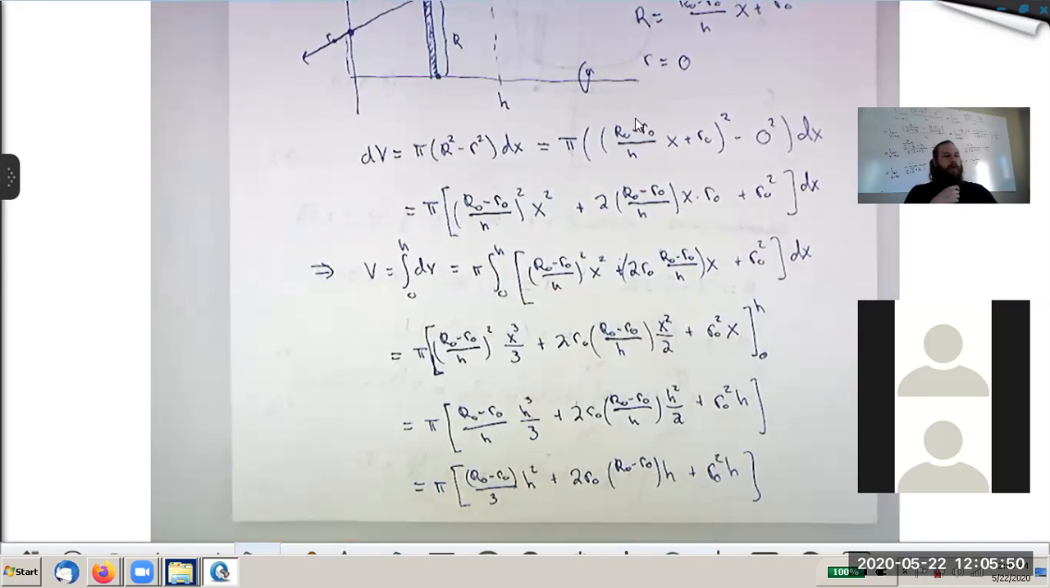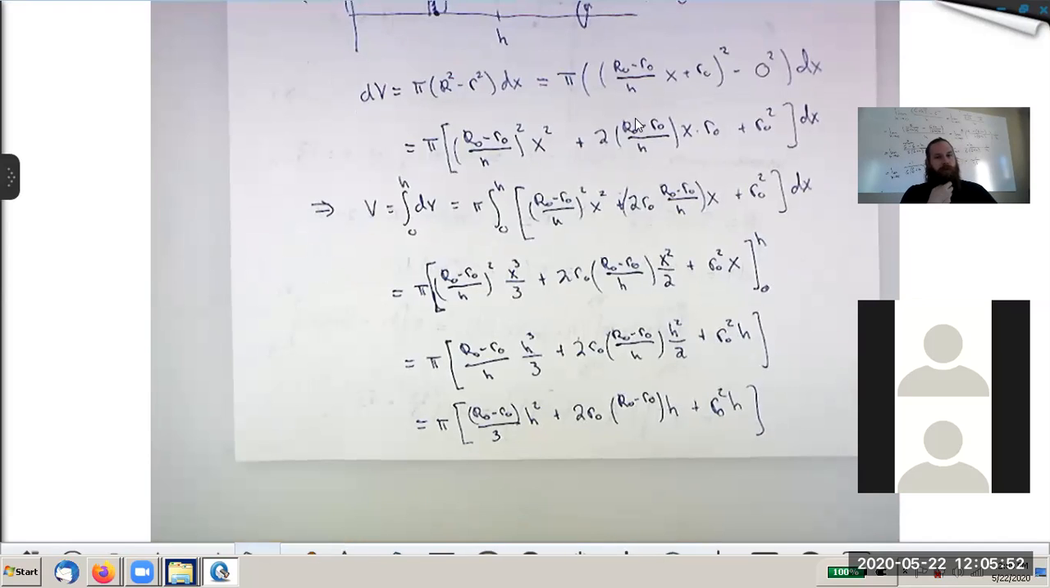All right, so this is the full result. It doesn't appear to me that there's any other simplification that we could really hope to do. You could factor out an h if you wanted to and try to distribute and combine terms, but I would just leave it like that.